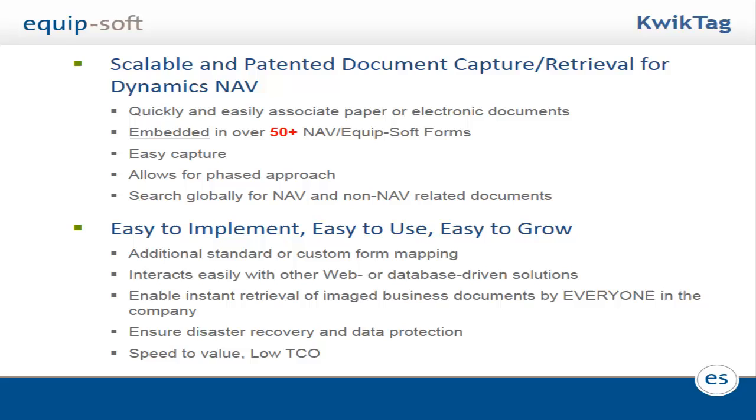Search globally for NAV and non-NAV related documents. So imagine being able to scan it and being able to search for that document, because with OCR reading technology, as you're scanning it, it's actually trying to index the actual document itself. So imagine being able to type a keyword and being able to find that document, not necessarily knowing what the document's file name is. It's easy to implement, easy to use, and easy to grow.